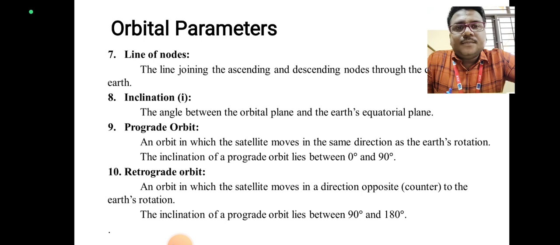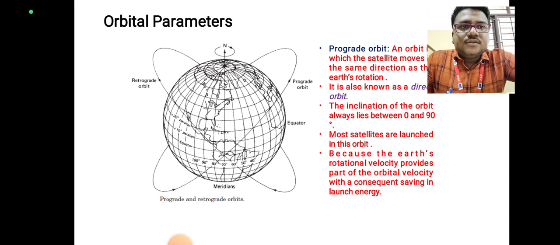Then is the prograde orbit, the orbit in which the satellite moves in the same direction as Earth's rotation. The angle for prograde orbit lies between 0 and 90 degrees, whereas retrograde orbit is nothing but the satellite moves in a direction opposite to the Earth's rotation. That is, here the angle of inclination is between 90 and 180 degrees. So this is the pictorial representation of prograde orbit and retrograde orbit.